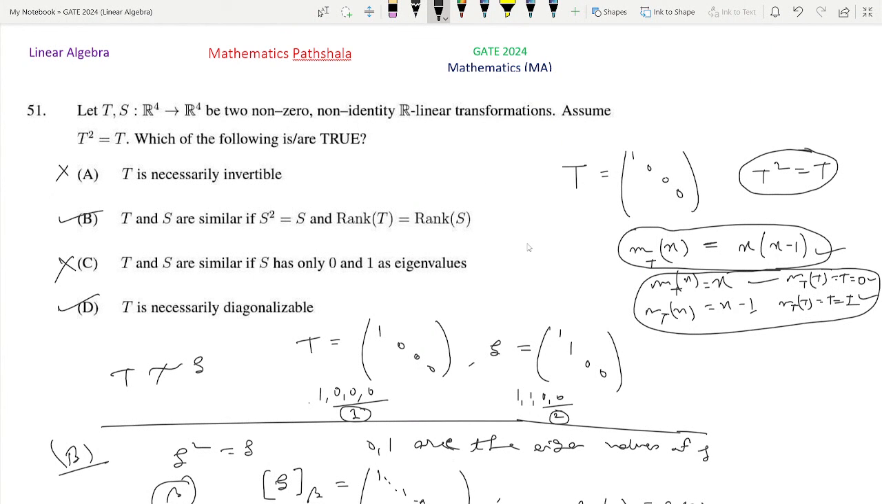So option B is the correct option. Options A and C are not the correct options, and options B and D are the correct options.